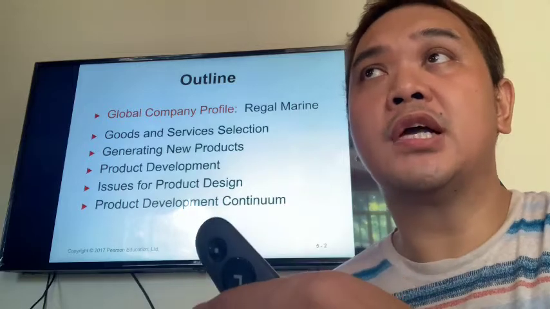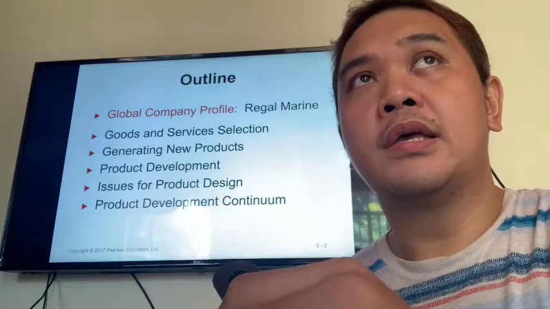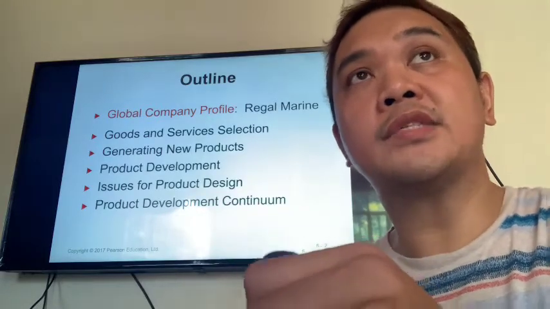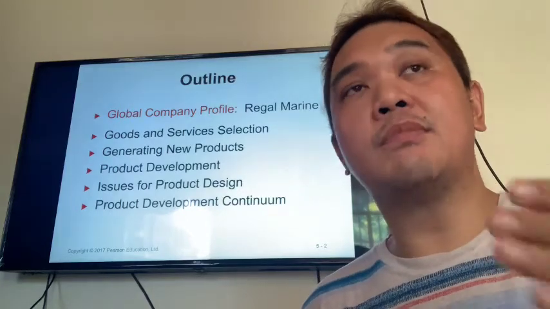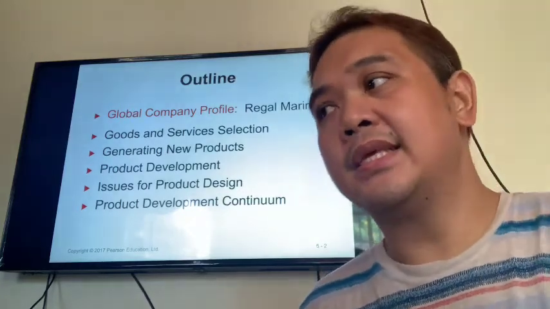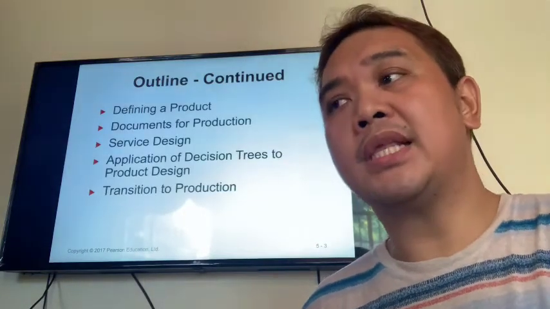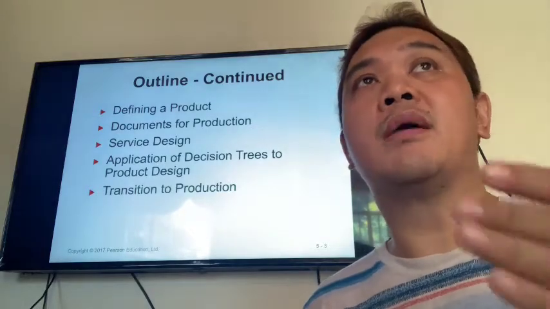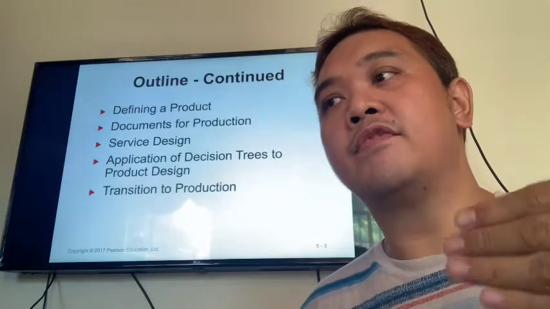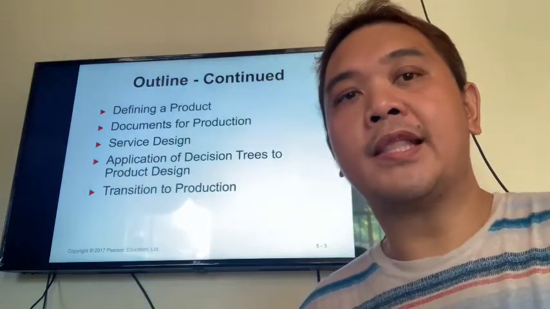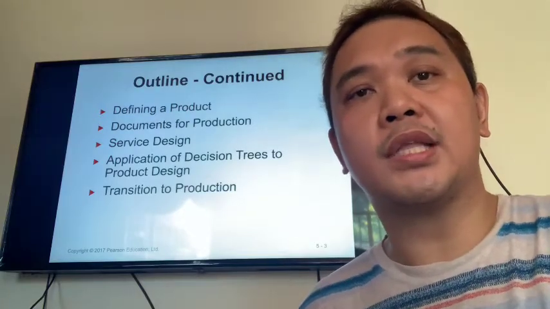We will also discuss how to generate new product, the steps or phases in product development. We will also discuss some issues of product design, and then more importantly, we will define what a product is, and then the documents for production, and then the service design. So that's the outline of our discussion for today.